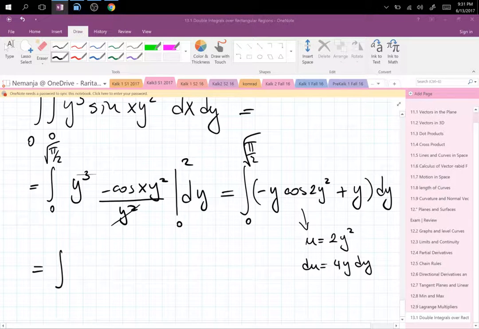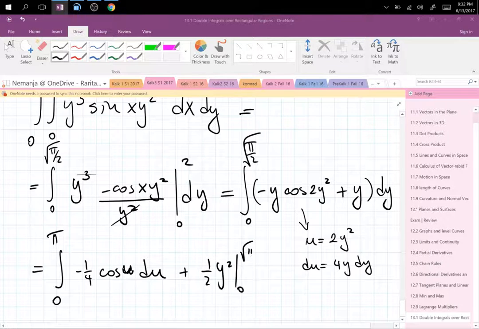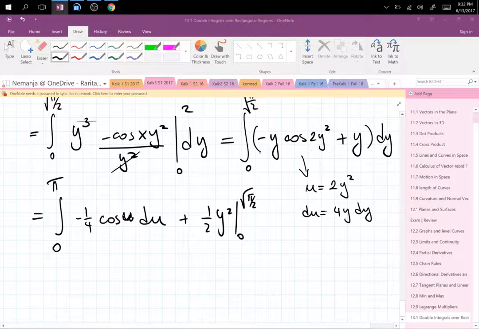So the whole integral, when I plug in 0, it stays 0. When I plug in root, that is just pi. And then it becomes negative 1/4 cosine u du plus, this is just going to be y squared over 2, so 1/2 y squared computed from 0 to root pi over 2. Awesome. So one integral I substituted, the other just a y I integrated using the old limits.